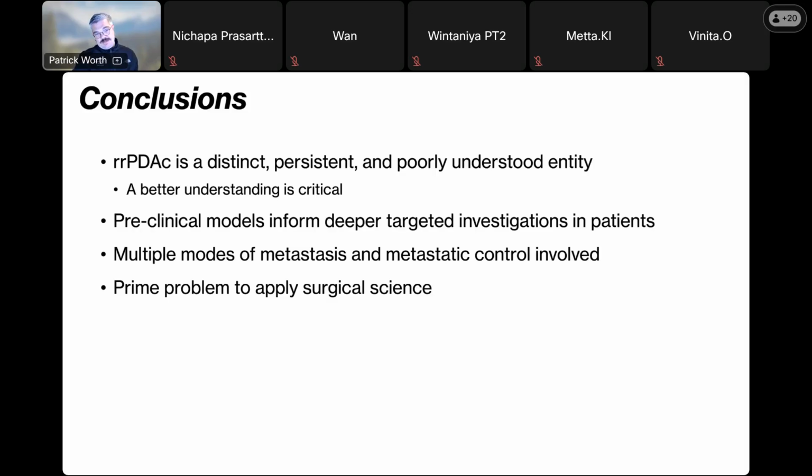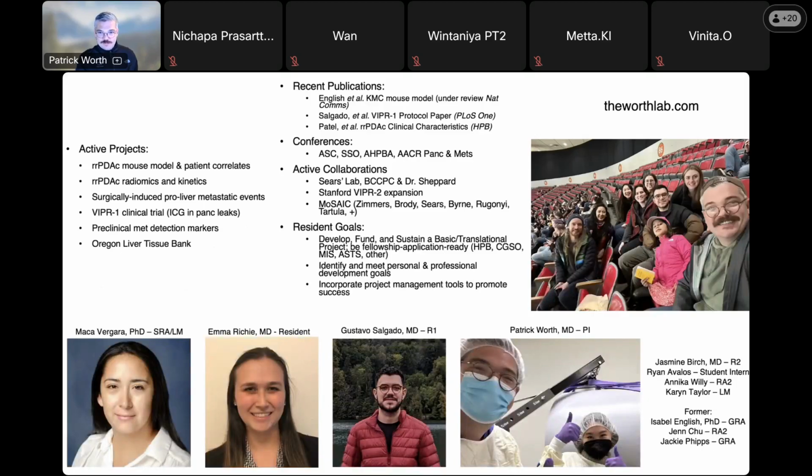I like to tell trainees that metastasis does not necessarily equal metastasis; there are a number of modes of metastatic outgrowth and control involved, and this is really a prime problem to apply to a lab run by a surgeon. I couldn't do any of this work without the really excellent help from Maka Vergara, my senior research associate and lab manager, Emma Ritchie, one of our research residents, and Gustavo Salgado.